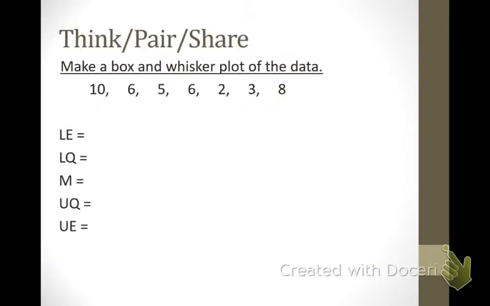All right, as I looked at your think, pair, share, a lot of you did a really great job. So we have to put them in order from least to greatest. Here's where some people got tricked up. Because there were 2 6s, don't let that influence you to get messed up, okay? How many total numbers do I have in my data set? 7. There are 7, okay? So this one is directly in the middle, okay?